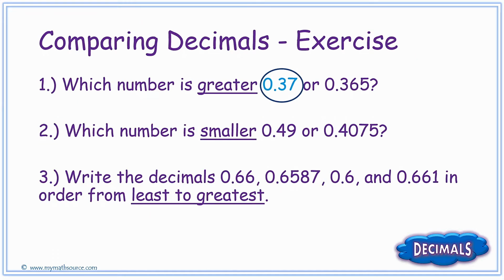So we can end this question by simply saying the number that is greater between 0.37 and 0.365 is the number 0.37. Okay, let's try number 2. Which number is smaller? Is it 0.49 or 0.4075?